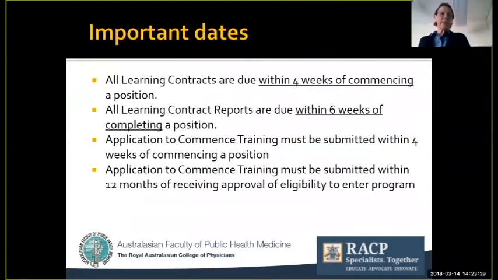So just to reiterate these important things, learning contracts are due within 4 weeks of commencing a position. Learning contract reports are due within 6 weeks of completing a position. The application to commence training is not so important for you, because presumably you've already commenced training. Once you receive eligibility, you actually have to apply to commence training, otherwise you have to have assessment of eligibility again if you don't do it within 12 months. That probably isn't that relevant to you because presumably you're all in training.